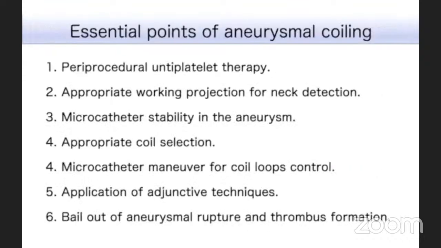These are essential points of aneurysmal coiling. Peri-procedural antiplatelet therapy, appropriate working projection for neck detection, microcatheter stability in the aneurysm, appropriate coil selection, microcatheter maneuver for coil loops control, application of adjunctive techniques, bailout of aneurysmal rupture, and thrombus formation.